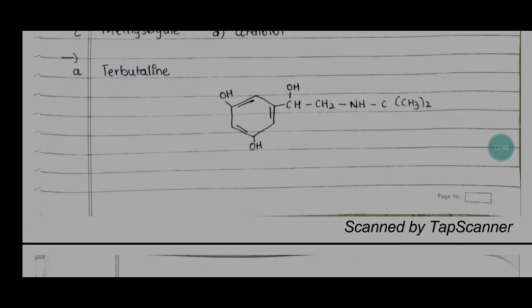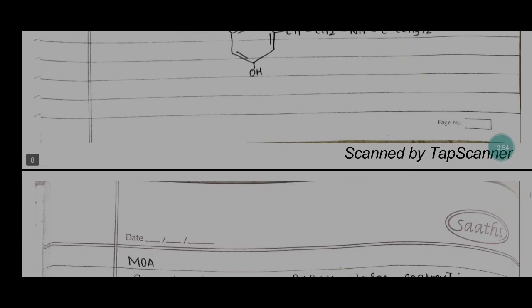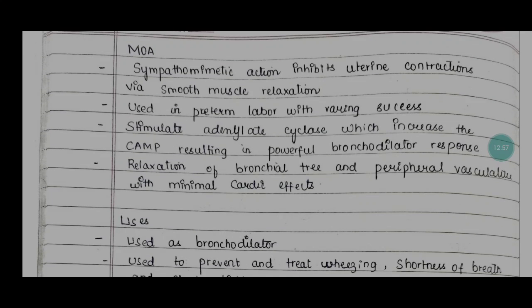So terbutaline structure, mechanism of action for terbutaline: the sympathomimetic action inhibits uterine contraction by smooth muscle relaxation and was used in preterm labor with varying success. It stimulates adenylate cyclase, which increases cAMP, resulting in a powerful bronchodilator response, as well as relaxation of the bronchial tree and peripheral vasculature with minimal cardiac effects.